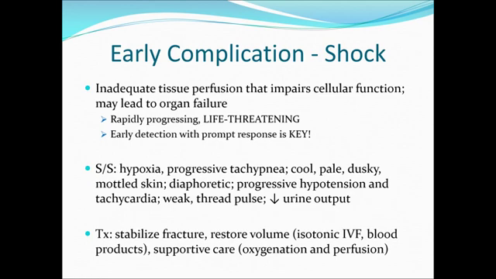Symptom-wise, they're going to get hypoxic, they'll get progressive tachypnea. Okay, so their SATs will start to fall, their respiratory rate will start to go up because their body is trying to compensate. It's trying to take in more oxygen to get more oxygen into the blood. Their limbs will become cool, pale, eventually dusky and mottled. Hopefully we're catching it before they become dusky and mottled.